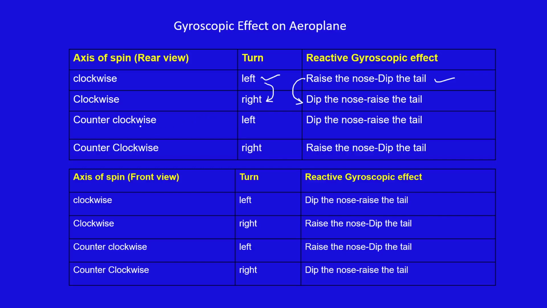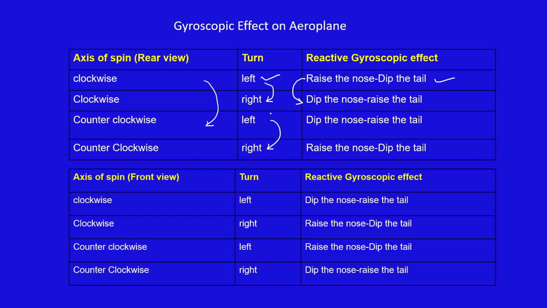Then condition 3, counterclockwise, left turn. This is the difference between 1 and 3. Counterclockwise, left turn, tip the nose, rise the tail. Then counterclockwise, right turn, just opposite to 3 and 4. Rise the nose, tip the tail.